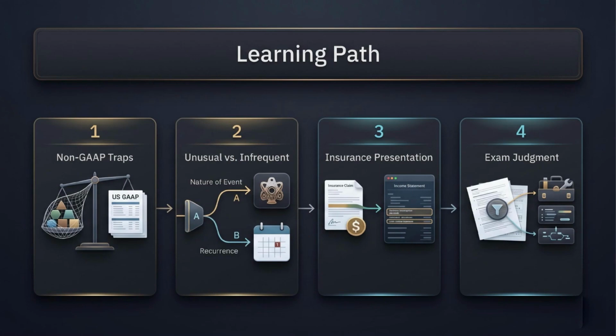First, we will see how alternative performance measures can become misleading if they are not reconciled and labeled properly. Second, we will separate unusual nature from infrequency of occurrence. Third, we will understand how business interruption insurance proceeds are presented based on the nature of the loss. Fourth, we will build exam decision hooks so you can apply these rules under pressure. Keep this sequence in mind: non-GAAP discipline, nature test, recurrence test, and presentation judgment.